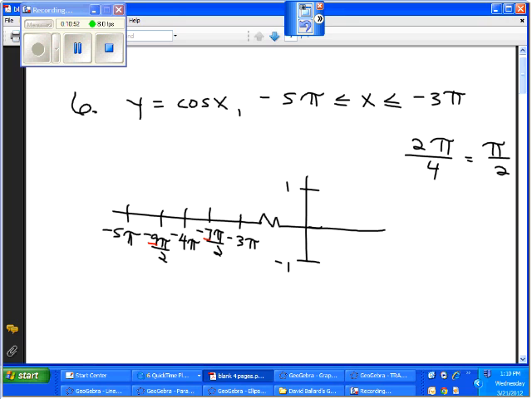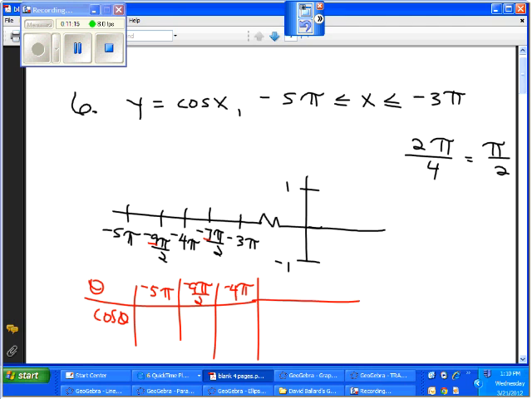Okay. Now let's build a table, and so we want to think about our angle theta, and we're talking about cosine of that angle theta, and we need to think about where we want to be. We want to be at negative 5 pi, negative 9 pi over 2, negative 4 pi, negative 7 pi over 2, and negative 3 pi.